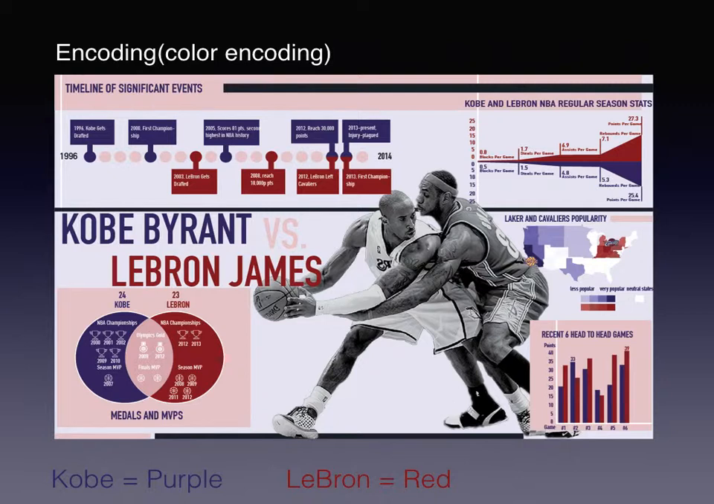Color encoding. I use color encoding throughout my infographic. I use purple to represent the information about Kobe, and I use red to represent the information about LeBron. The reason I use color encoding is that viewers can quickly differentiate which information belongs to whom.